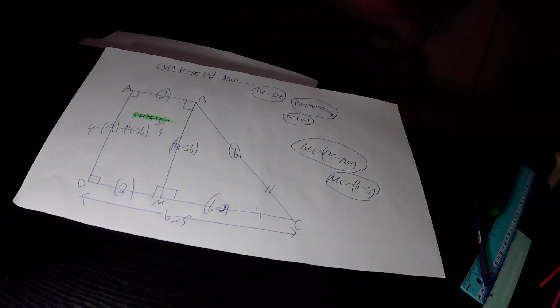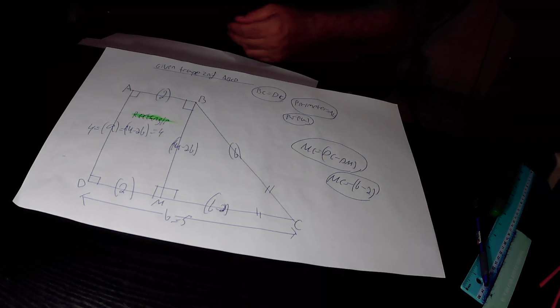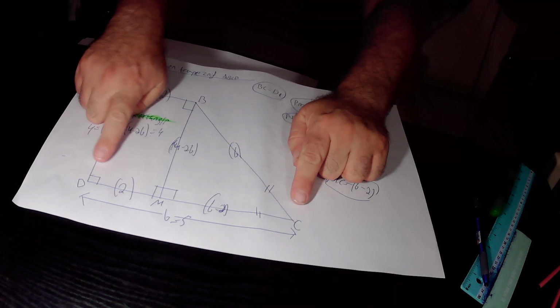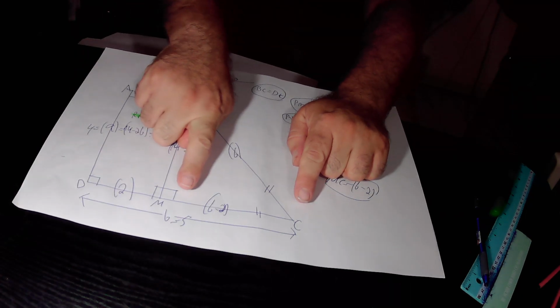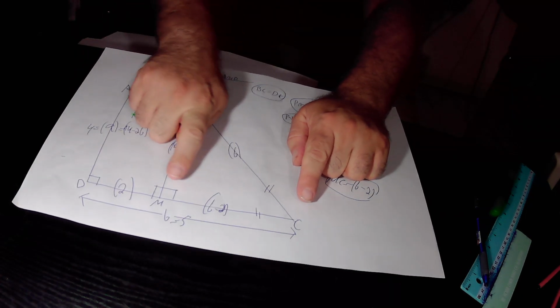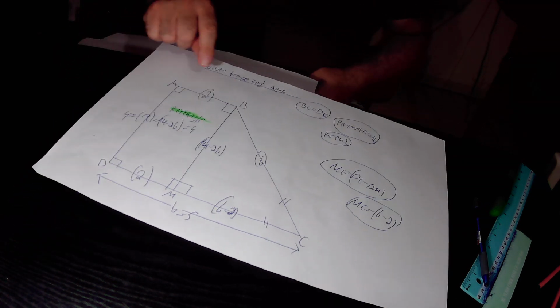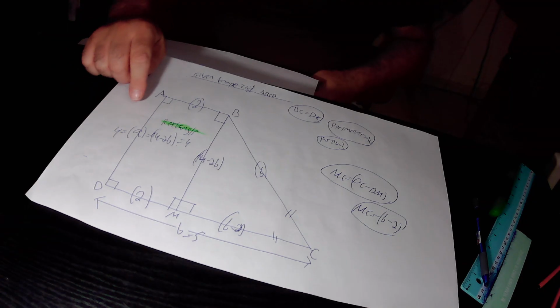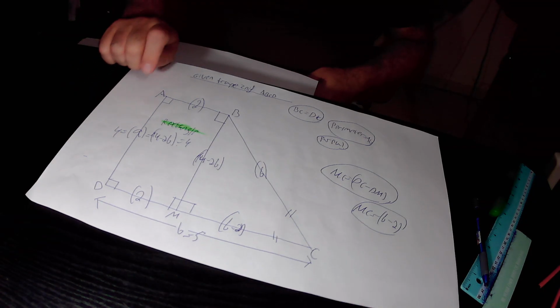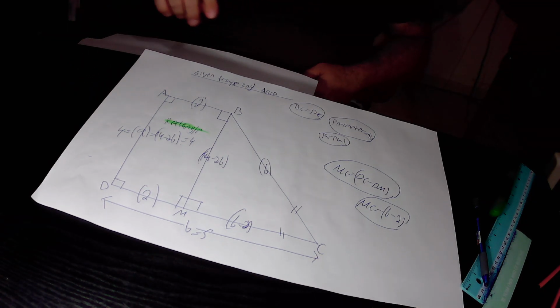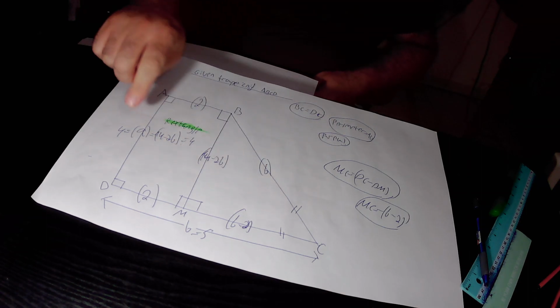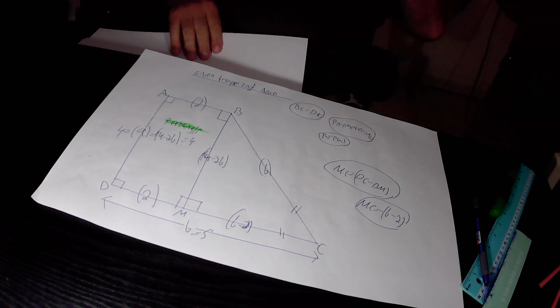If b equals 5, we know that DC equals b according to our definition, and b equals 5. Therefore, CD equals 5, AB equals 2, and AD, the height, is 4. Our mission is to find the area of this trapezoid ABCD.